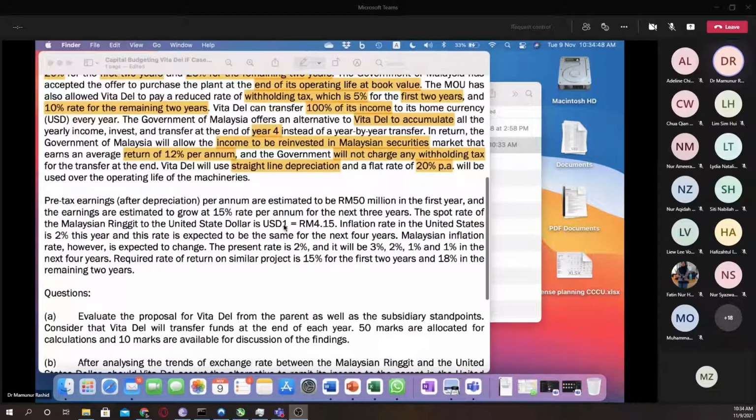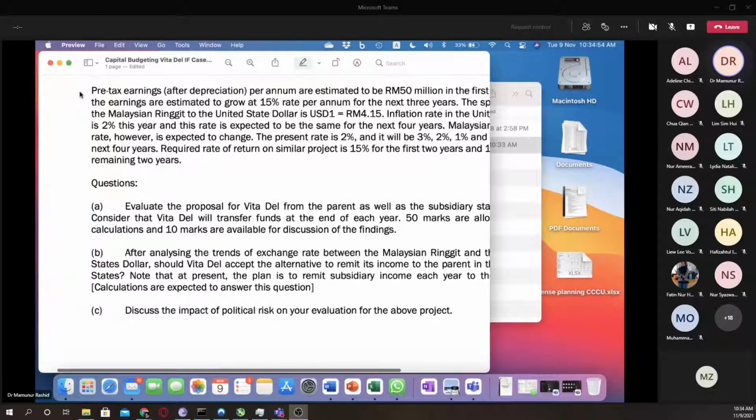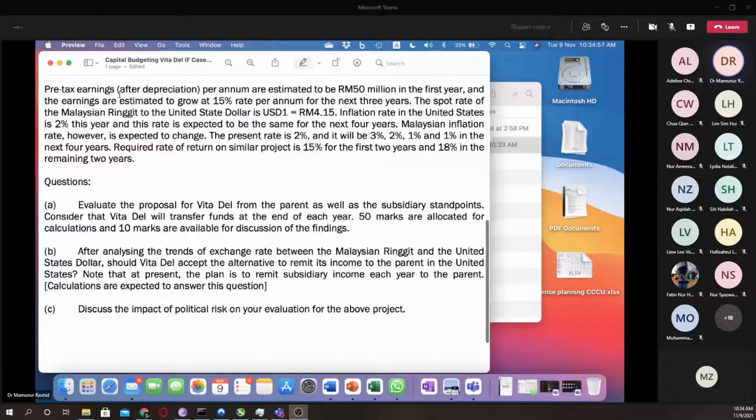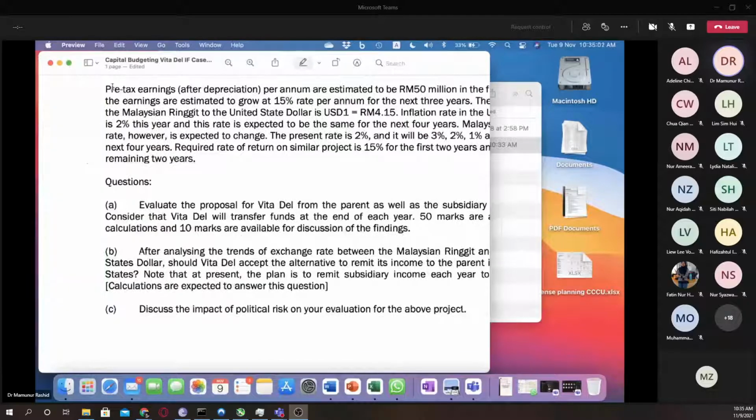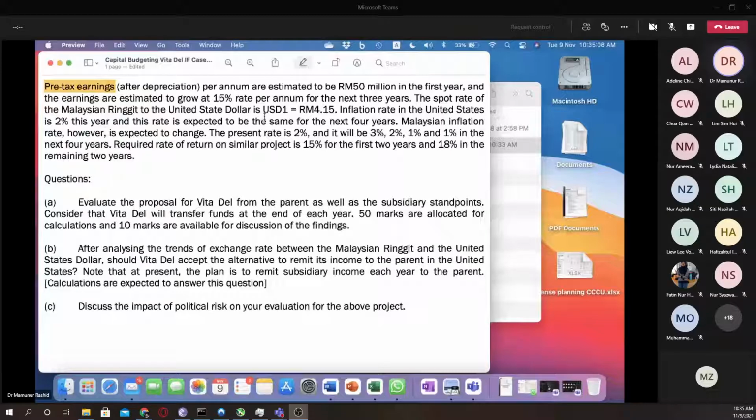Okay, so let's move on to the next paragraph. Pre-tax earnings. So they are not giving you sales information. They are making your life a little bit easier. So the company has pre-tax earnings after depreciation. This is after depreciation per annum estimated to be RM 50 million in the first year. And the earnings are estimated to grow at 15% rate per annum for the next 3 years. So in the second year, third year, fourth year, the earnings of 50 million will increase by 15% per year.